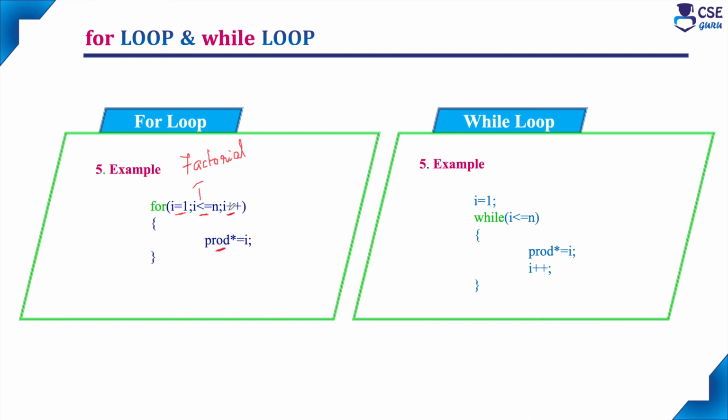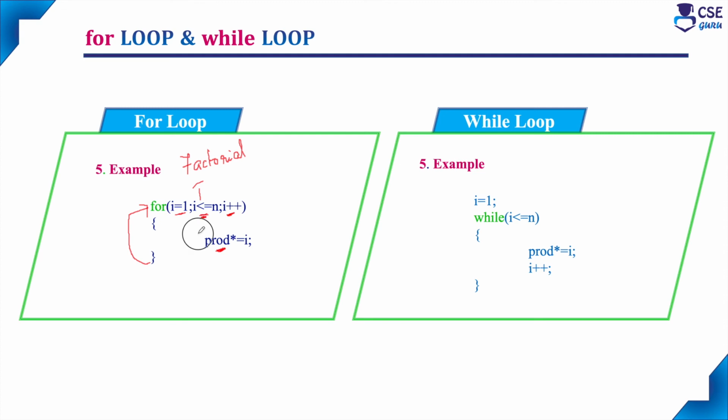After execution, update the variable value. With the updated variable value, consider the next iteration. Then check the condition. Again, if the condition is evaluated to true, allow the body of the loop to execute once. So this process continues until this condition fails. This is the example of the factorial function using a for loop.